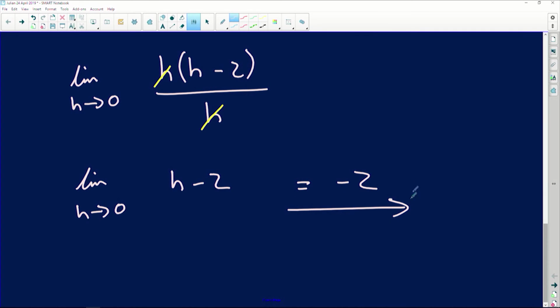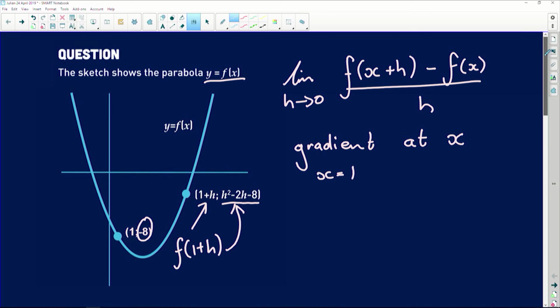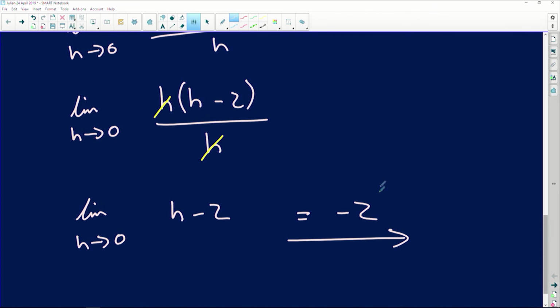So what this negative 2 tells us is that at the point where x is equal to 1, the gradient is negative 2. That's actually the gradient at that point. Now let's see if this makes sense. If we go up to our diagram over here and draw a tangent at this point, we can see that the gradient is negative. So this negative 2 makes sense to us.